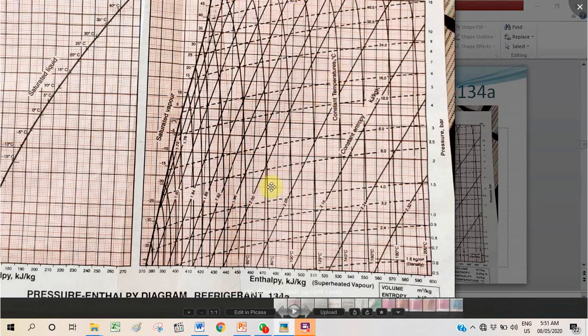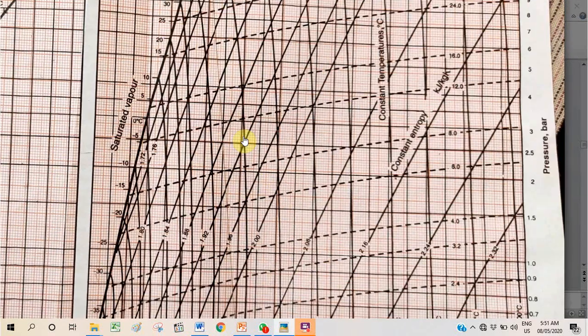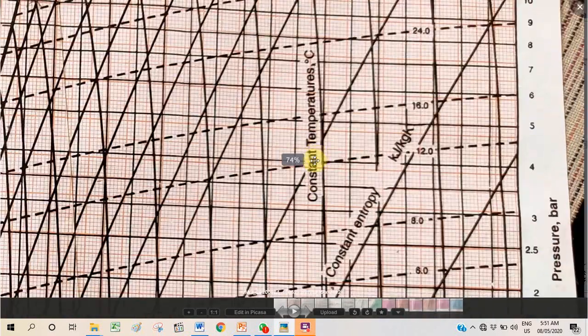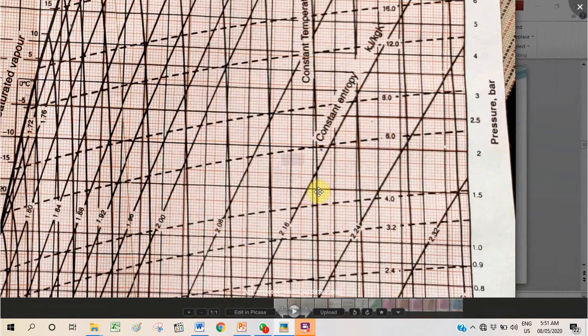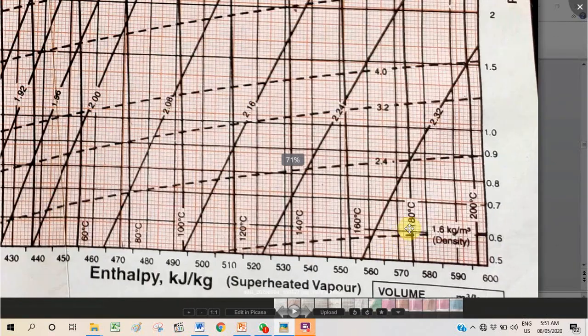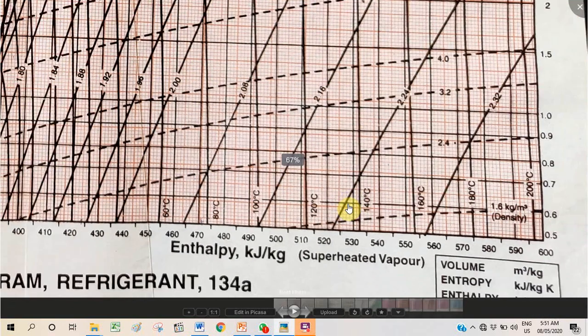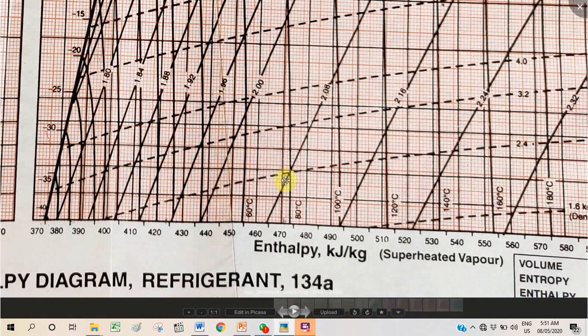Then you can see these vertical lines. These are actually temperature lines. Here it is given, constant temperature in degrees Celsius. These are constant temperature lines in the superheated region, and the values are given at the bottom, starting from 200, 180, 160, 140, 120, 100, 80, 60, and so on.